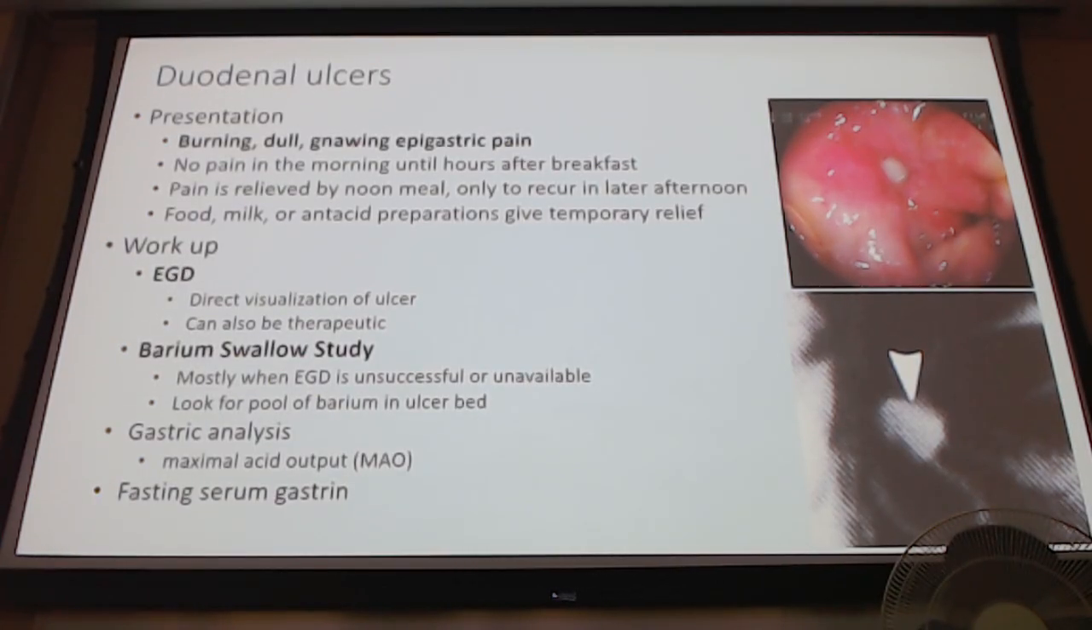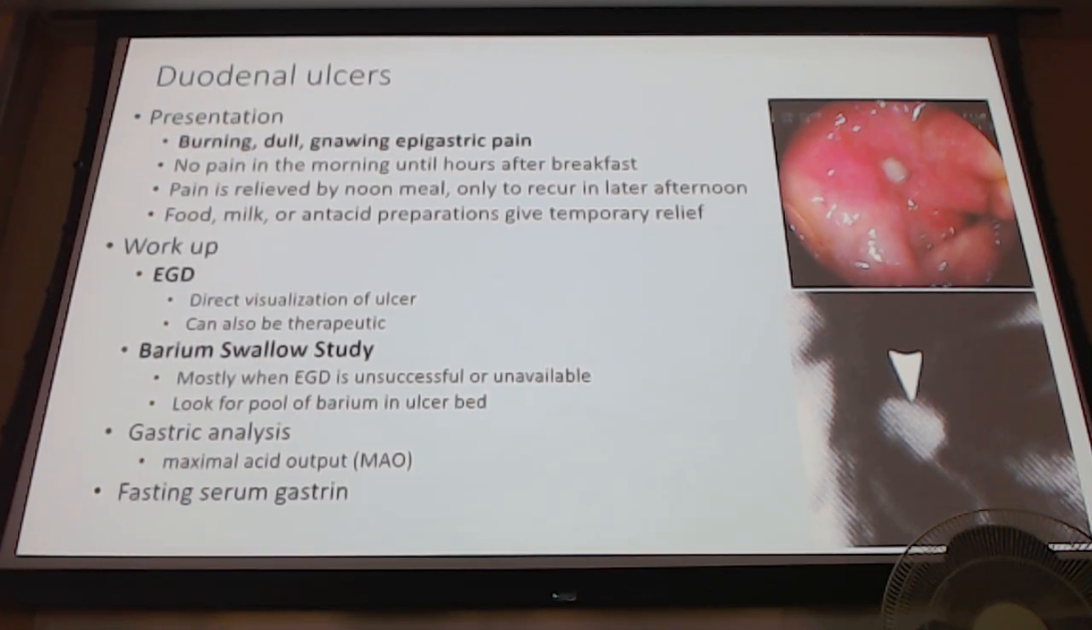You have that burning, dull, gnawing epigastric pain. No pain in the morning until hours after breakfast. So this is food equals better, and then after that food moves on through the duodenum, then you get better. I was curious, is that pain localized to any specific area? Pretty much epigastric.